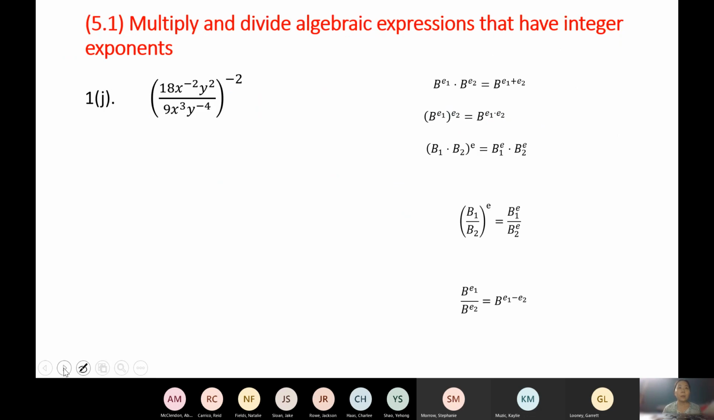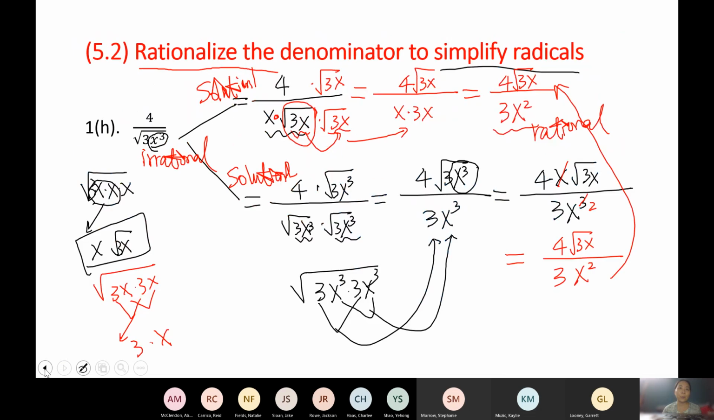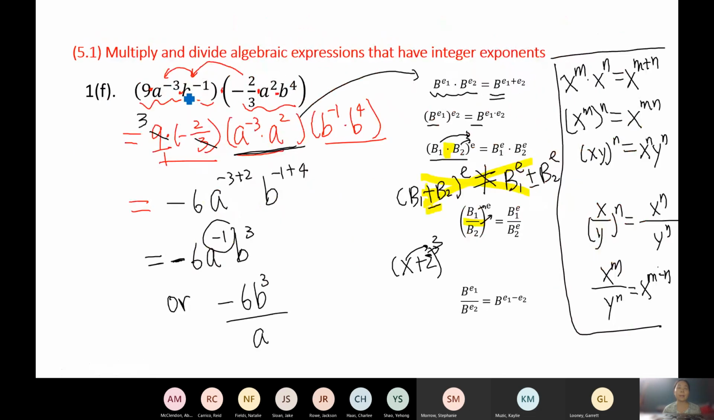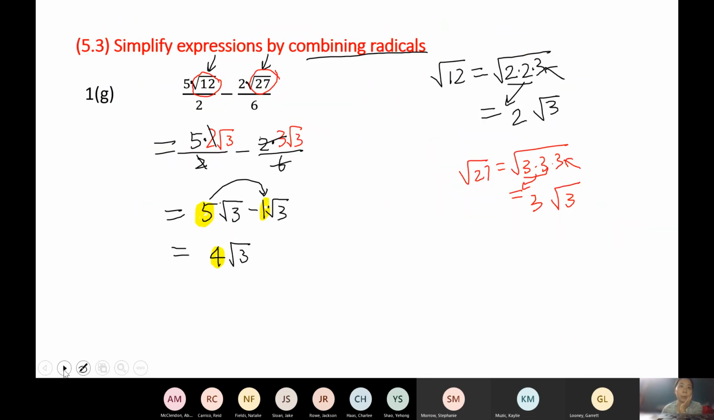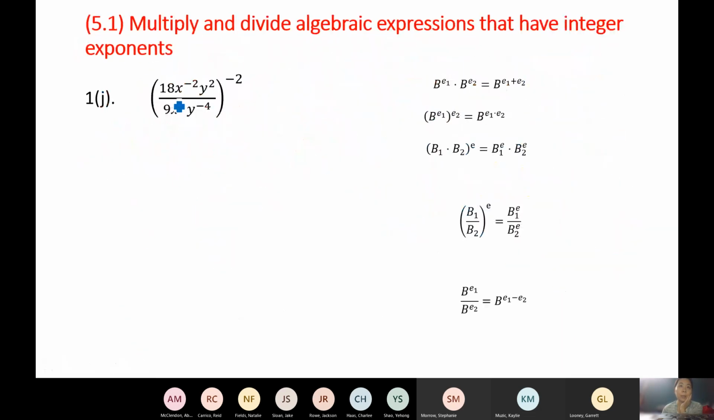All right. Now, next question is similar to the one we did before, like this one. The one we did in number 1F, it's multiplication, but this one is going to be division. So first, we are going to use the final formula, the last formula, to divide. So when we do division, we just split them into 3 division questions. 18 divided by 9, it's 2.